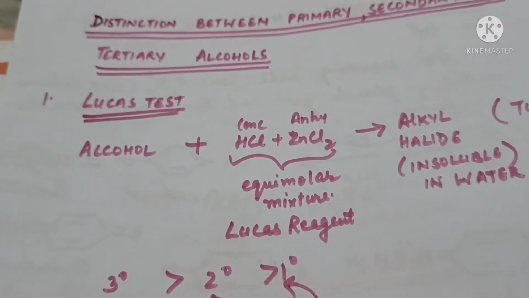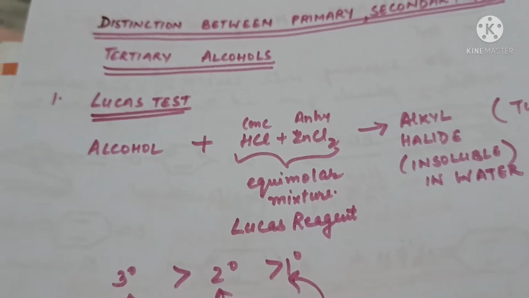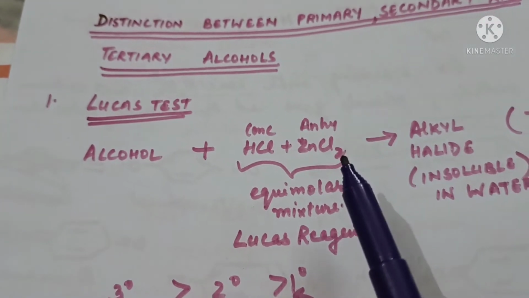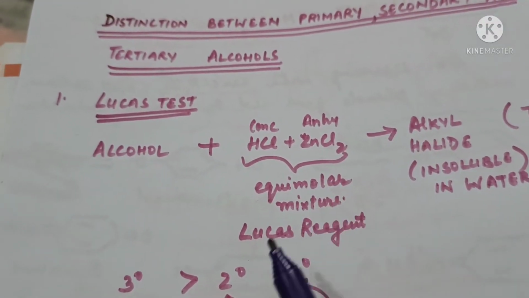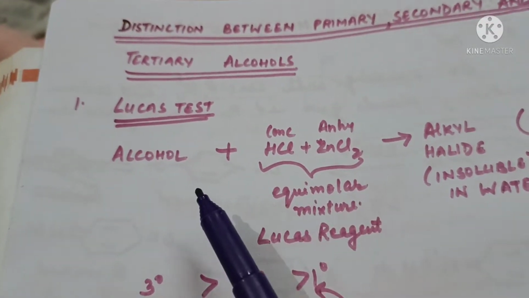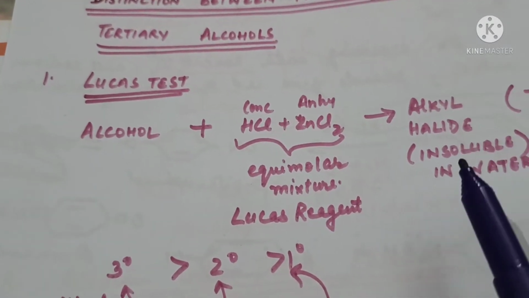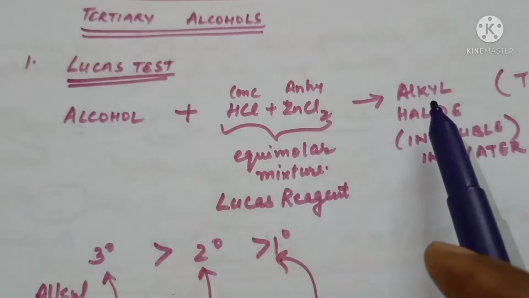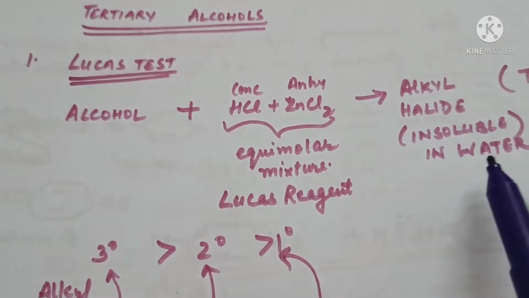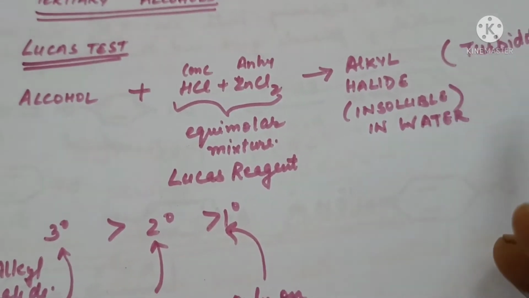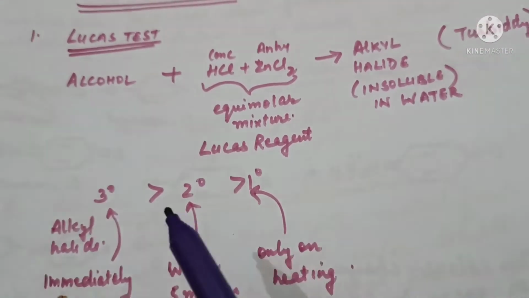In the test, we heat the alcohol with an equimolar mixture of HCl and zinc chloride. This mixture is called Lucas reagent. So we heat alcohol with Lucas reagent and alkyl halide is formed. As you know, alkyl halide is insoluble in water. Depending upon the rate of reaction, turbidity appears, but at different times.